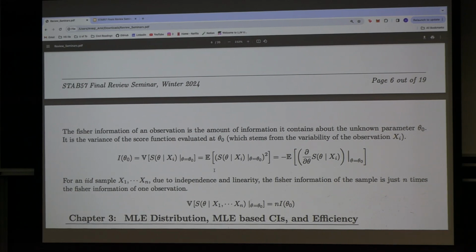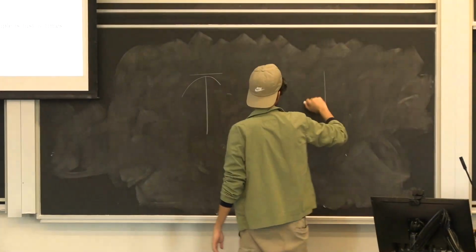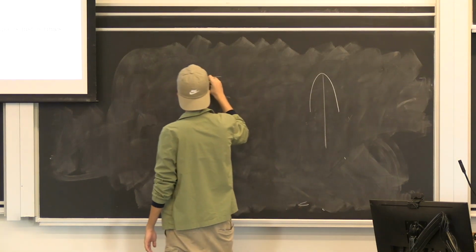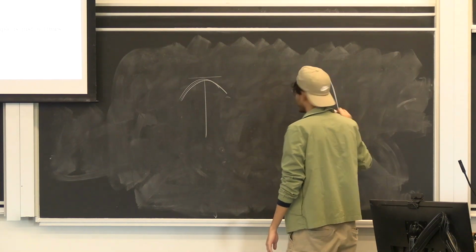So we talked about the MLE having a slope of 0. But let's say I have two kinds, right? I have this, and then I have a much sharper one.